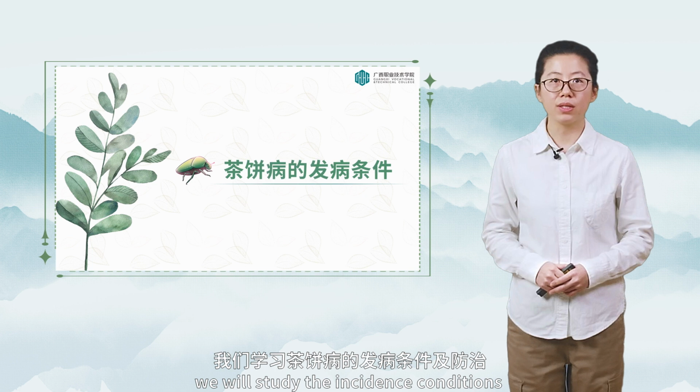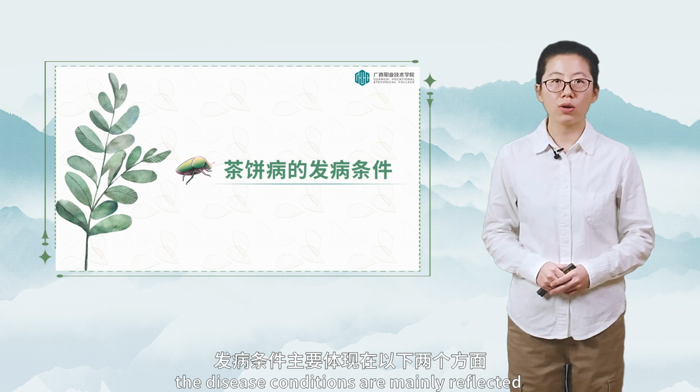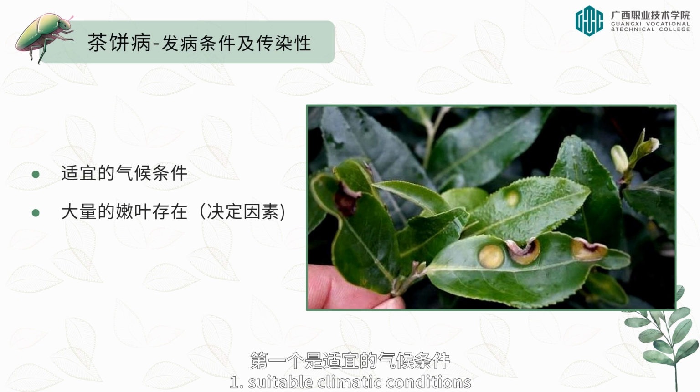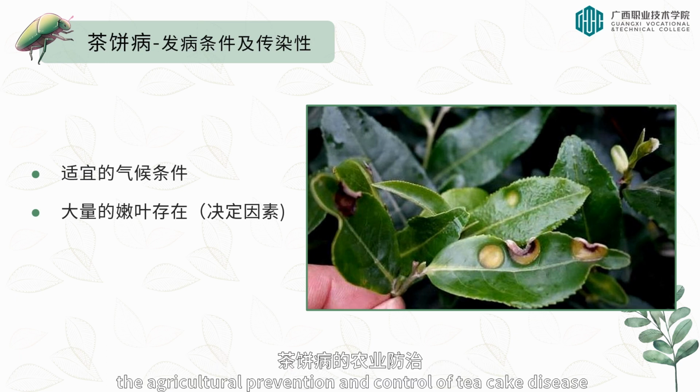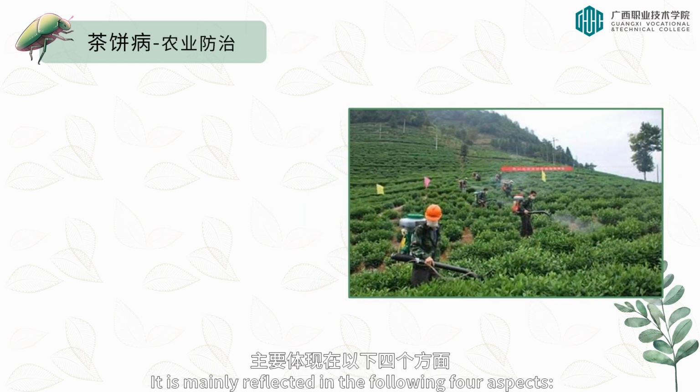Next, we will study the epidemic conditions and prevention of tea cake disease. The disease conditions are mainly reflected in the following two aspects. 1. Suitable climatic conditions. 2. The second decisive factor is the existence of a large number of tender leaves. Now, the agricultural prevention and control of tea cake disease. It is mainly reflected in the following four aspects.